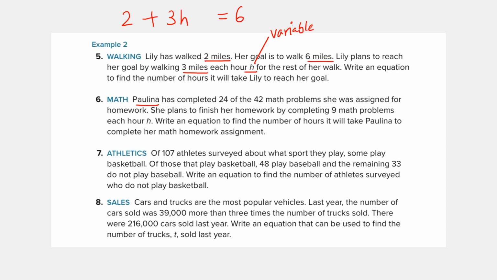Then Paulina has completed 24 of 42 math problems. So total is 42 and she has completed 24. She was assigned this for the homework. She plans to finish her homework by completing 9 math problems each hour. So each hour she is completing 9. So total she will complete 9h. Write an equation to find the number of hours it will take Paulina to complete her math homework. So if the number of hours is h, let the variable be h, then this will be the equation. Similarly, you can solve question 7 and question 8.